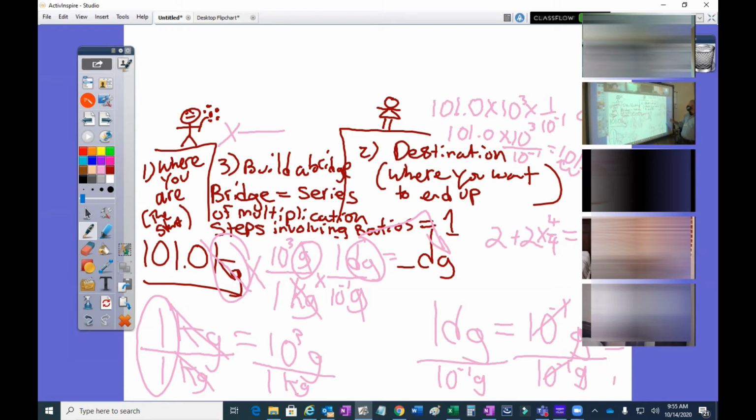I add those two there, and for my answer, I get 1.010, 4 sig figs, times 10 to the 6 decigrams. That's my answer. That's called unit conversion. I know that's a mess.